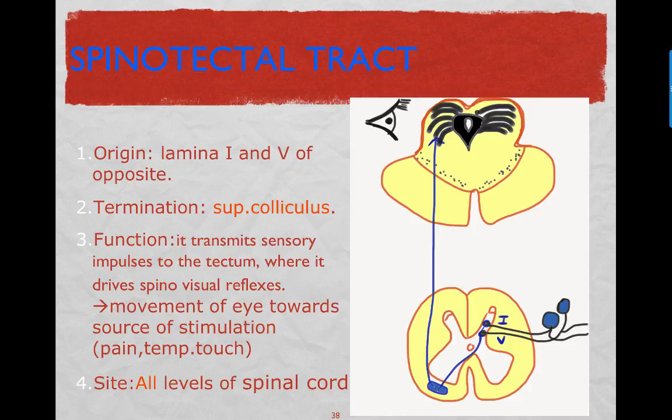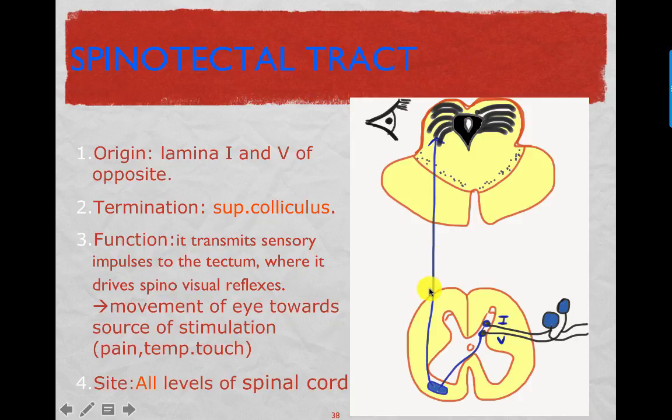So it is a crossed tract, and it is present in all the levels of the spinal cord, and it reaches the tectum of the superior level of the midbrain, which contains the center for visual reflexes. What is the importance of this tract?